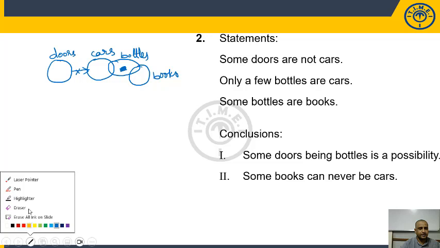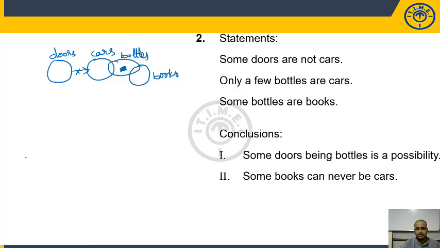What is the first conclusion given? Some doors being bottles is a possibility. If we frame a link between doors and bottles, is it going to violate any of the statements? Let's check it. Some doors being bottles. Is it violating any of your statements? No. Still, some doors are not cars. So it is not violating any of the given statements. So this is true. It is possible to draw.